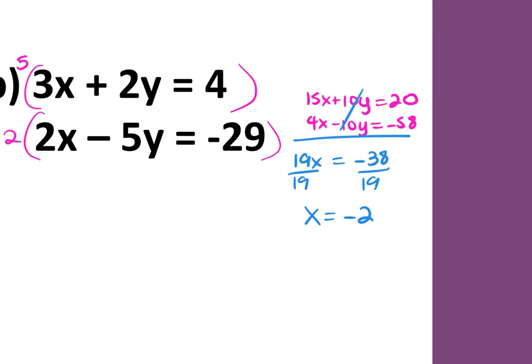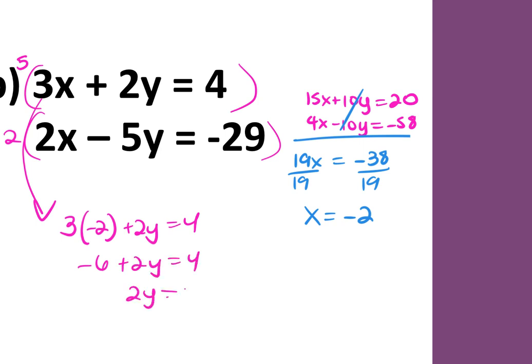And then you can plug it back in anywhere. The numbers on the top are smaller, so if we bring that one down, 3 times negative 2 plus 2y equals 4. Negative 6 plus 2y equals 4. 2y equals 10, and y equals 5.